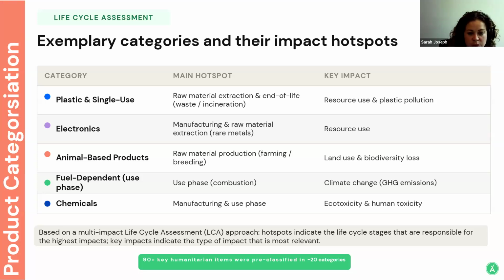And for all the LCAs we did, these followed a similar end result where we're trying to identify a main hotspot and key impact. The hotspots themselves indicate the life cycle stages that are responsible for the highest impacts, and the key impacts themselves identify which one is the most relevant.